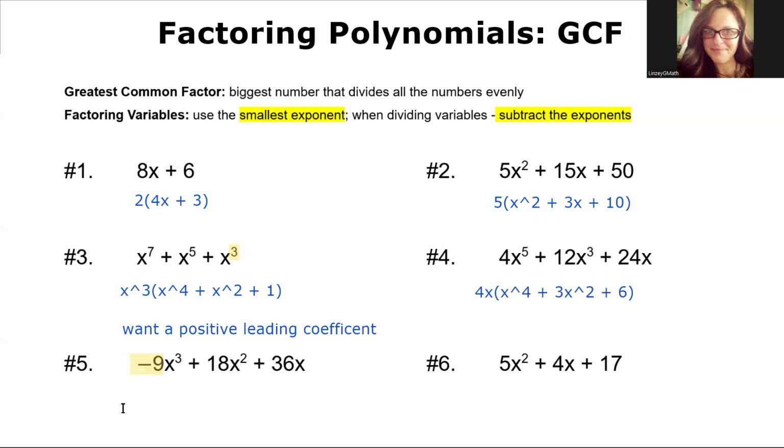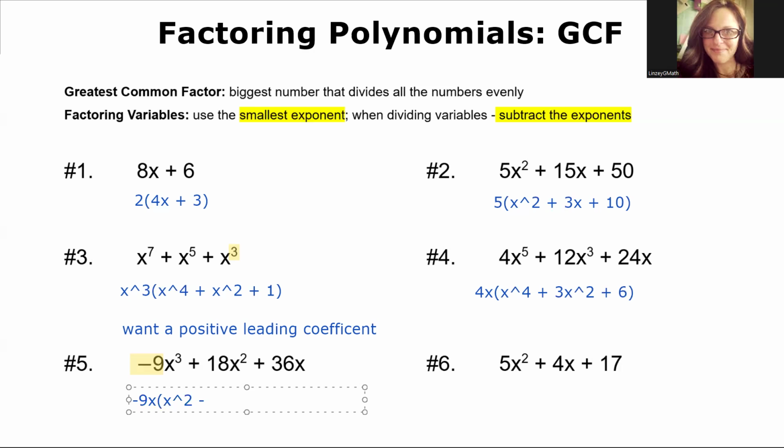Our greatest common factor, let's see, 9, 18, and 36 are all divisible by 9. And we will factor out negative 9. And we have an x that is common to all the terms. Negative 9x to the 3rd divided by negative 9x, we are left with positive x squared.